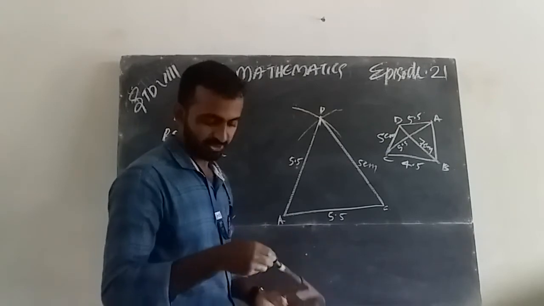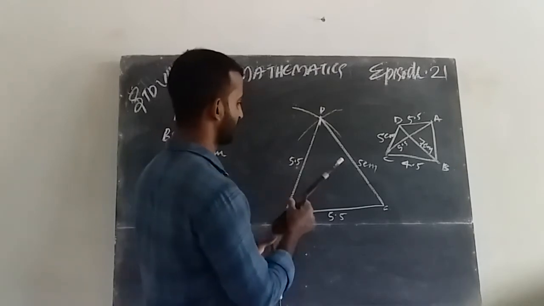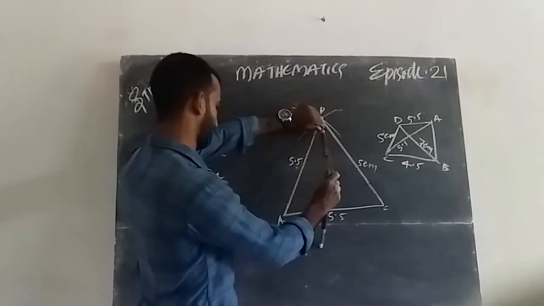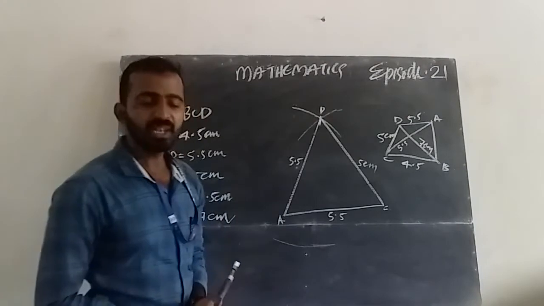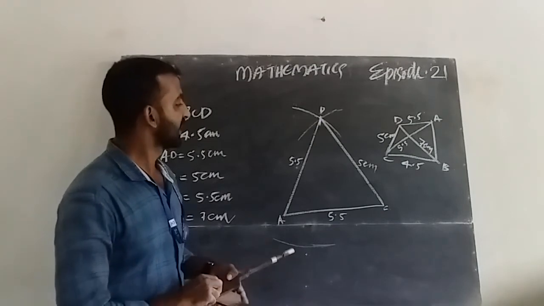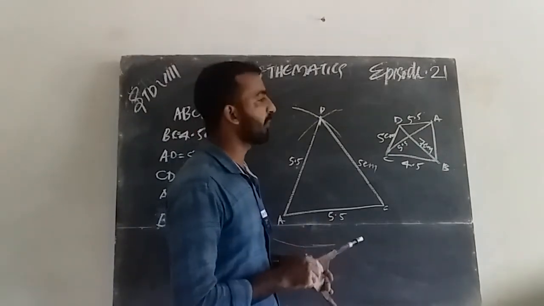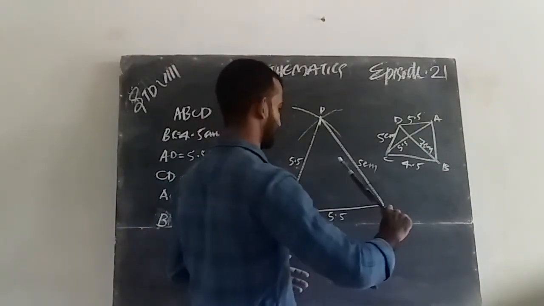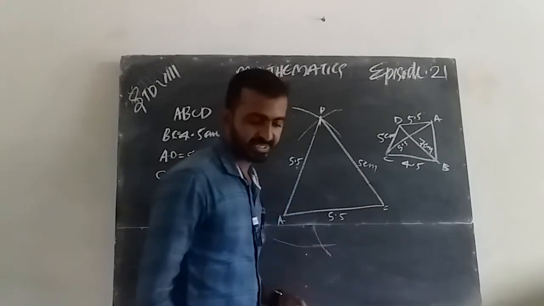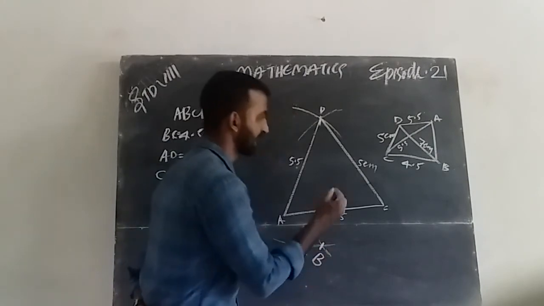Next we take 7 cm, and next we take the 4.5 cm arc from C. That is, we get an intersection, that is point B.